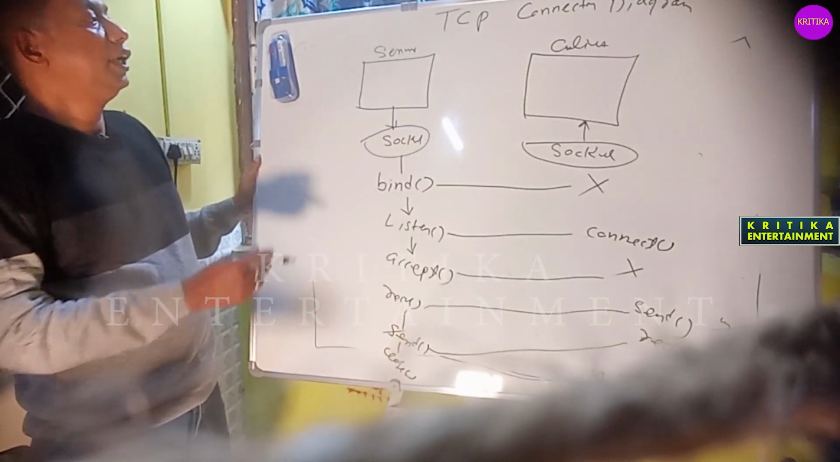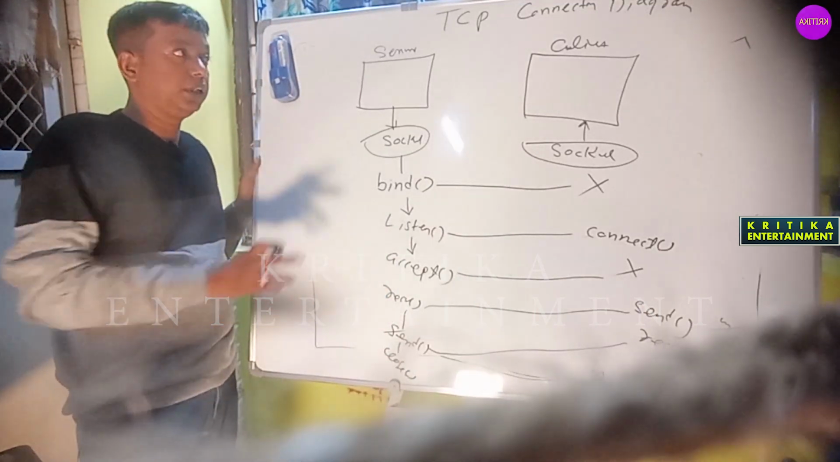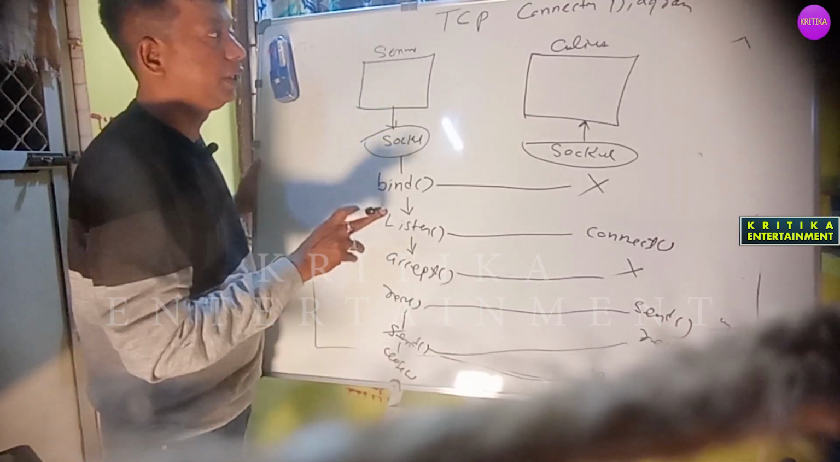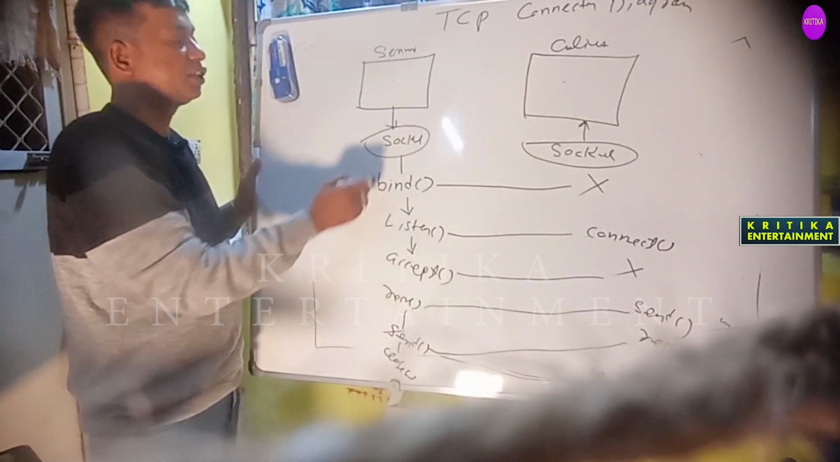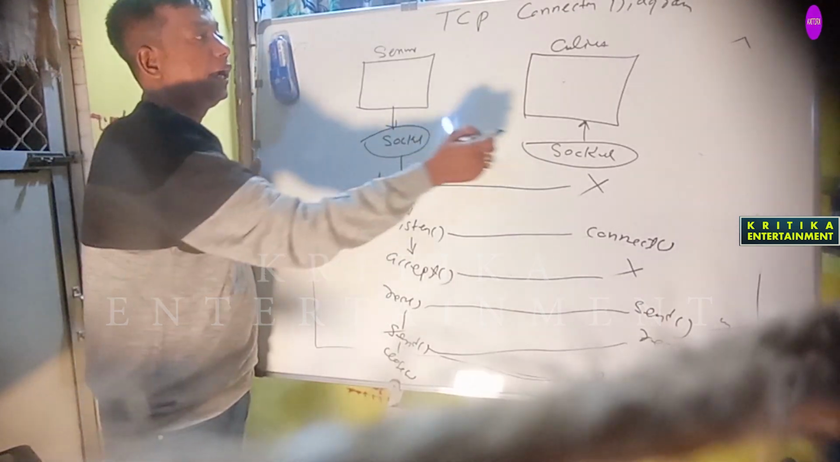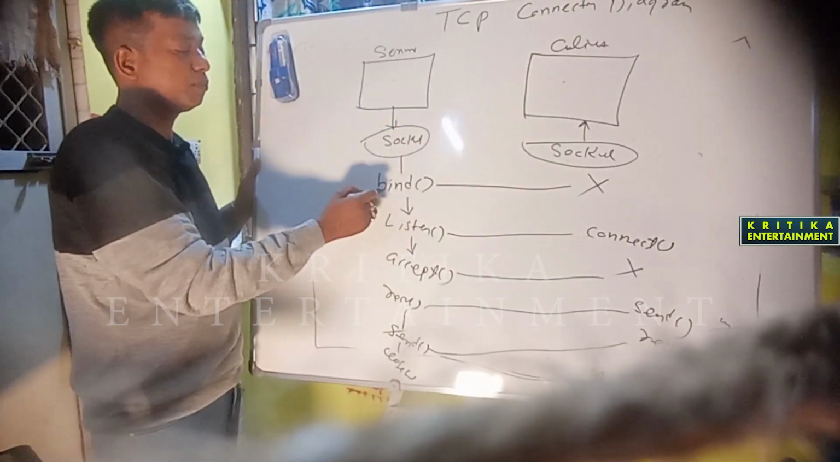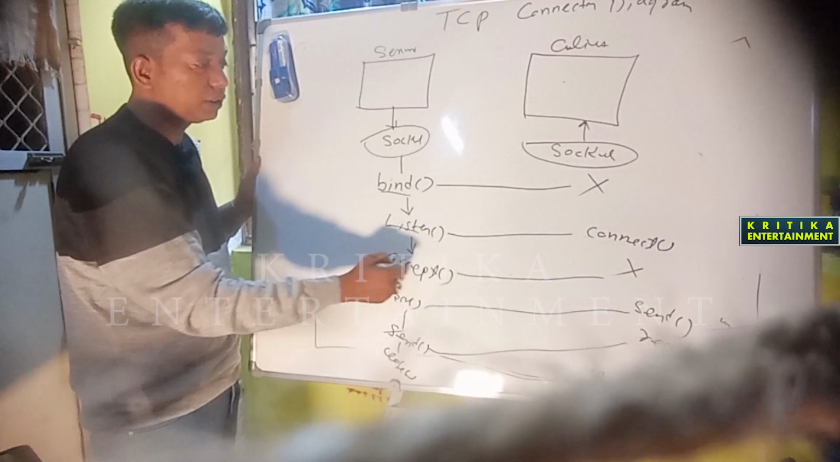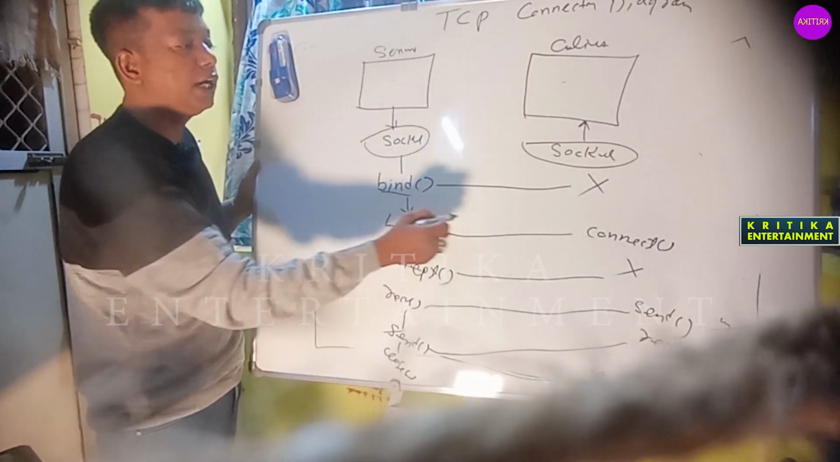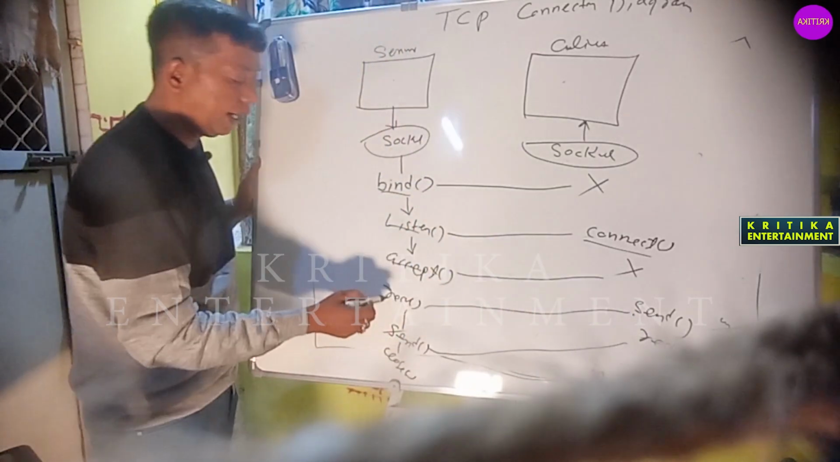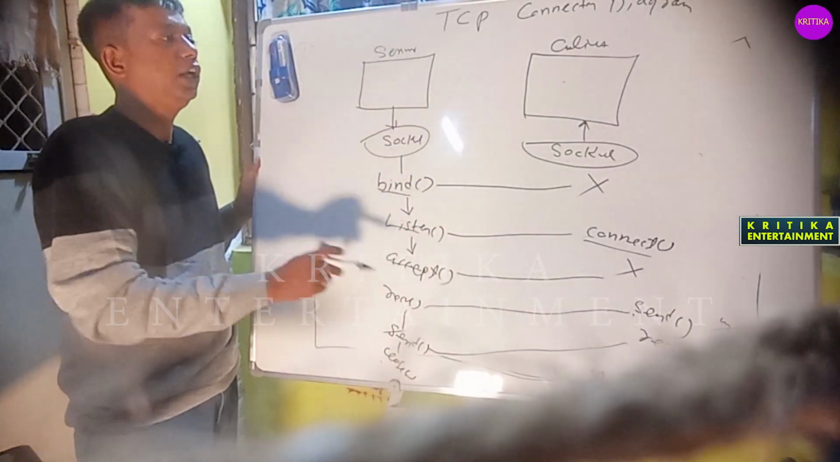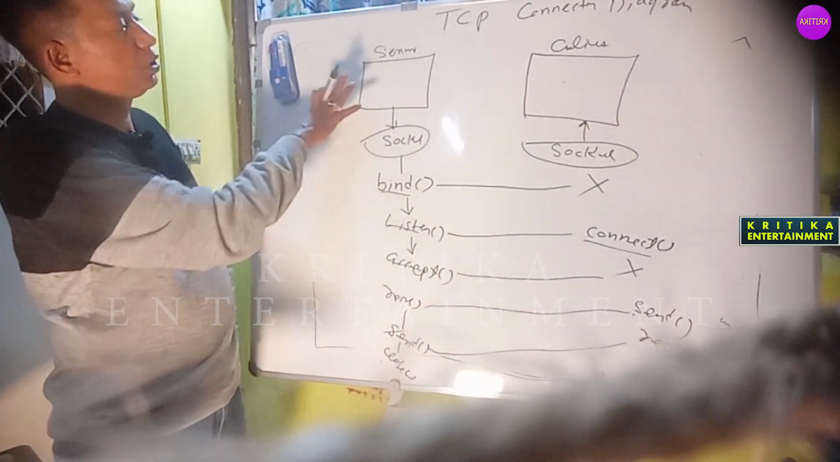So this is called the TCP connection diagram. You remember, the server side has a socket and the client side has a socket. Then the server side has the bind, listen, accept functions, but in the client side only the connect function is there. Send, receive, close and receive, send, close are common to both server and client.